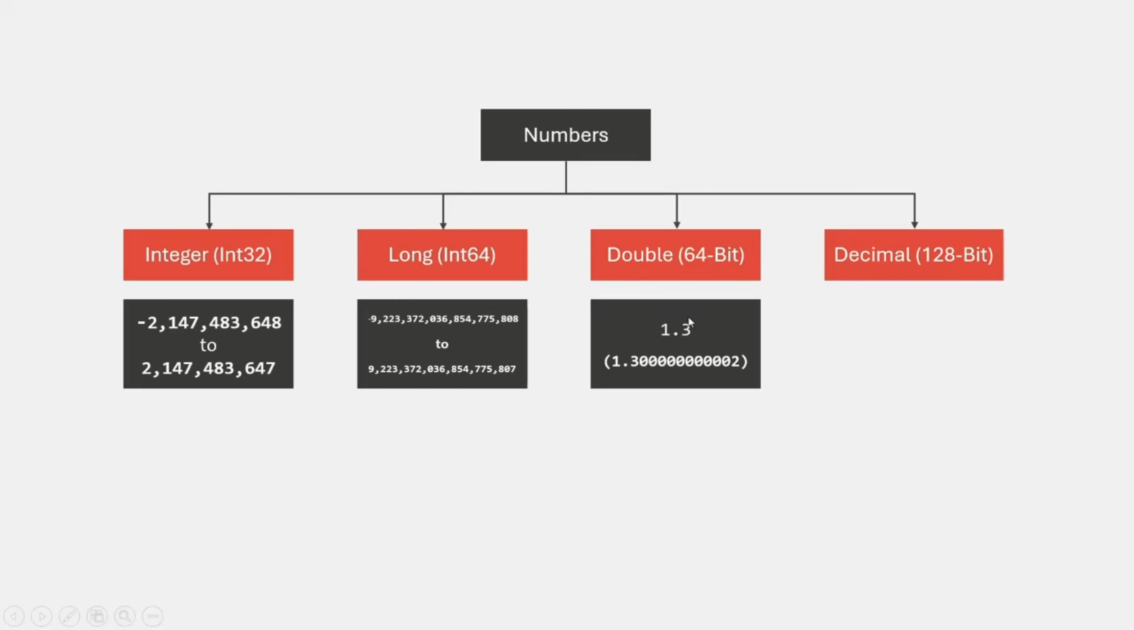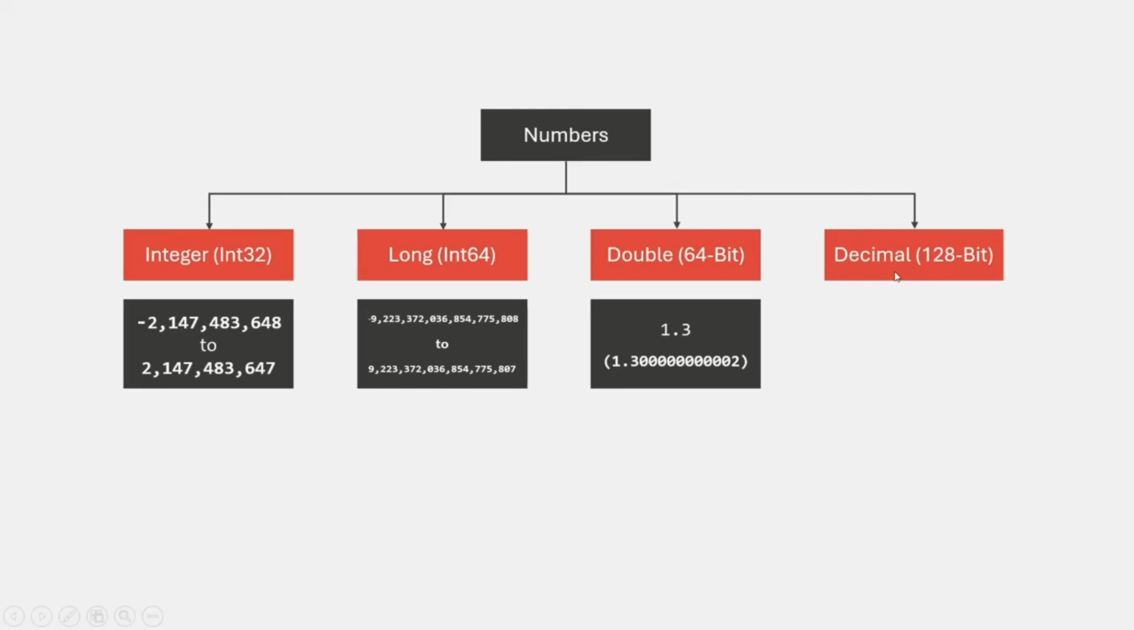So this 1.3 will be saved something like this. Not exactly like this, but something like this. In the end, you will see that there is some imprecision. But decimal is also used to store floating point numbers, but it has very high precision.